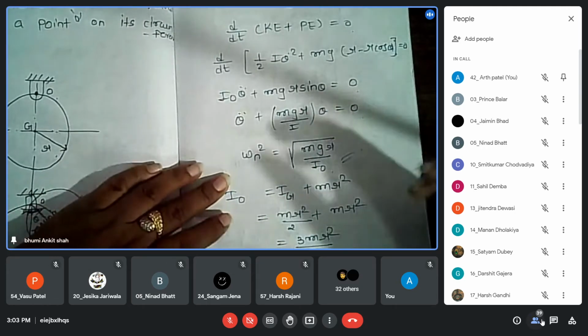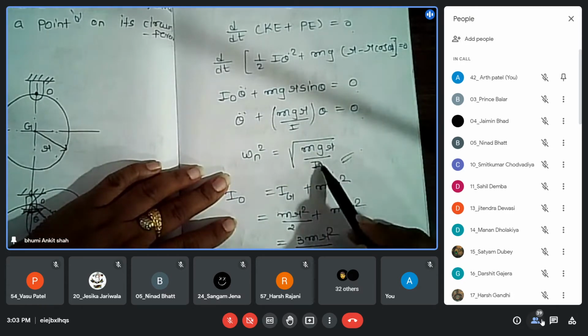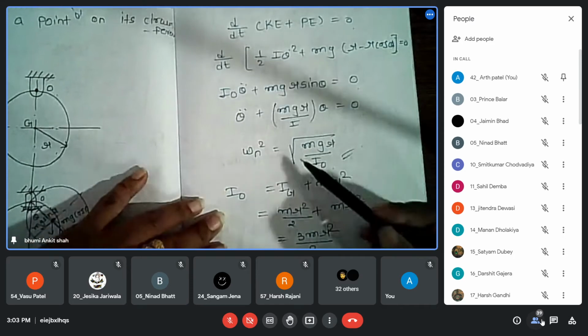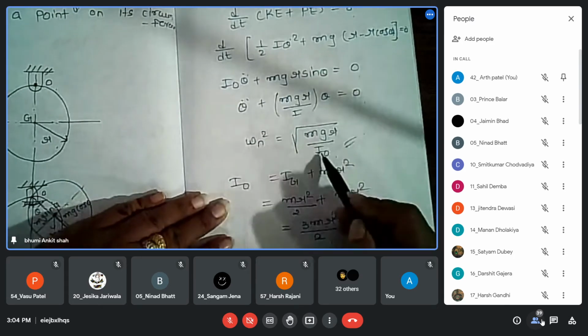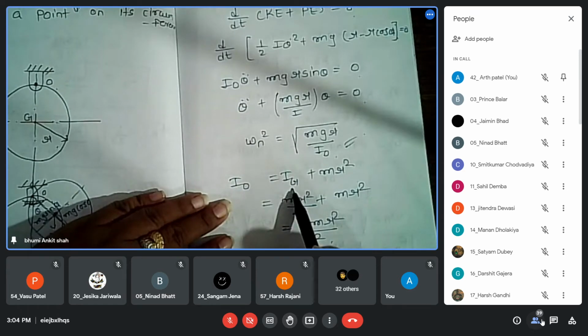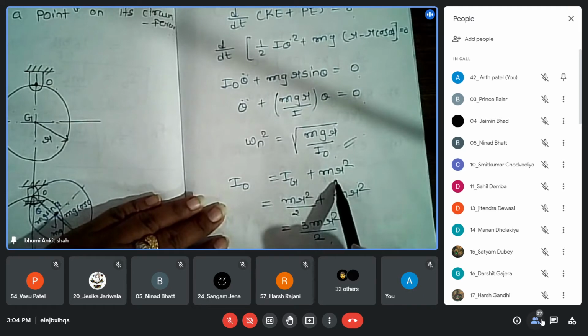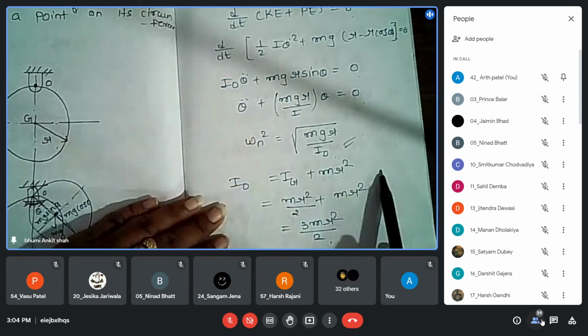But many times the values will be given. You will be given m, g, r, but you won't given this I0. तो हमें ये स्टेप भी सॉल्व करना पड़ेगा. What is I0? I0 I just told you. It is Ig plus mr square. So it is moment of inertia from O to G. So it is mr square.